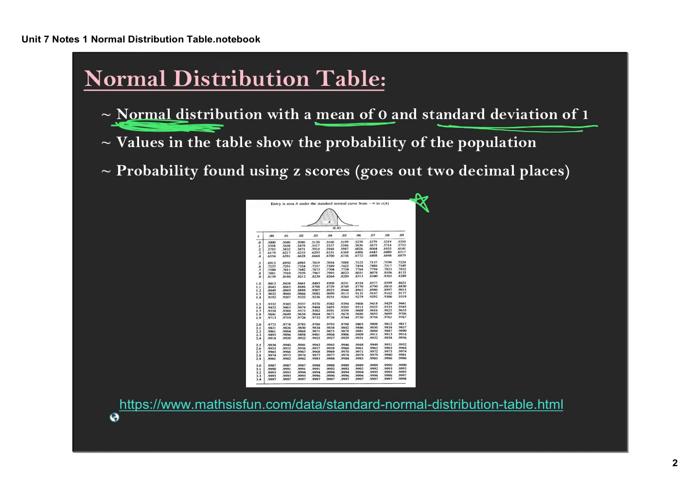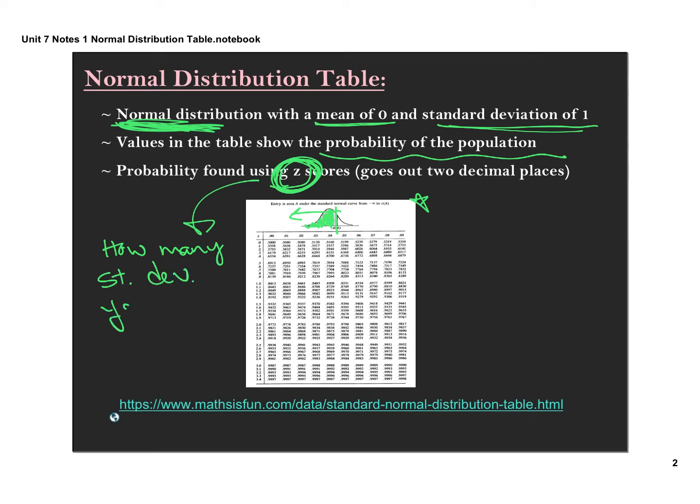The values that are in the table show the probability of the population, and it's always shaded to the left. So you can see, if I'm marking this standard deviation, the probability in the table that's given to me is marked to the left. The probability is found using a z-score, and we're going to talk about what z-scores are. Z-scores are how many standard deviations you are away from the mean. That's your Z.